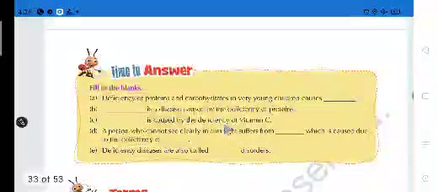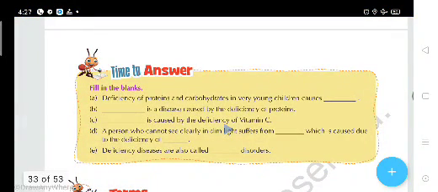Students, again it's time to answer. Fill in the blanks. First, second, third, A, B, C, D, E. In these columns, you have to fill in the right answer.